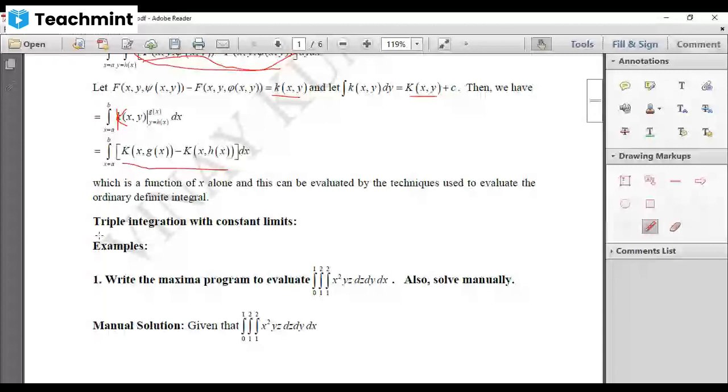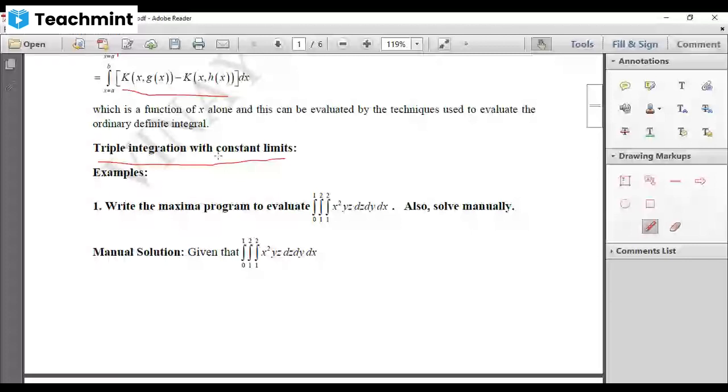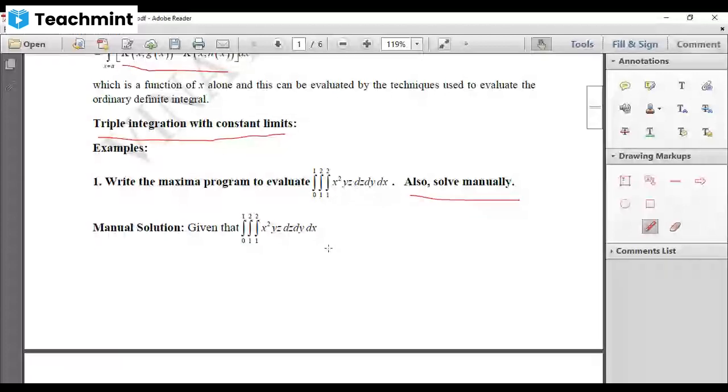Triple integration or triple integral with constant limits. So limits are constant here. Okay, let us see the first example. Write the Maxima program to evaluate the integral 0 to 1, 1 to 2, 1 to 2, x square yz dz dy dx, and also solve manually. Okay, let us solve this one first manually. So let us obtain the manual solution.